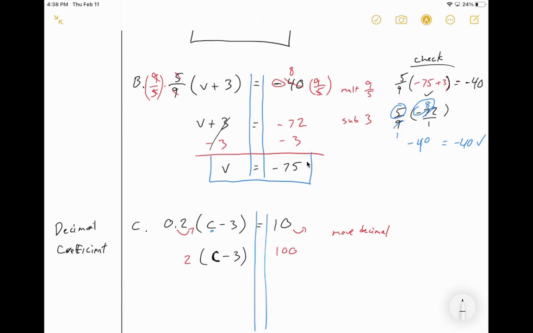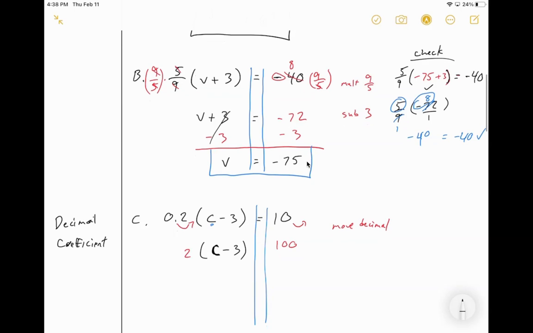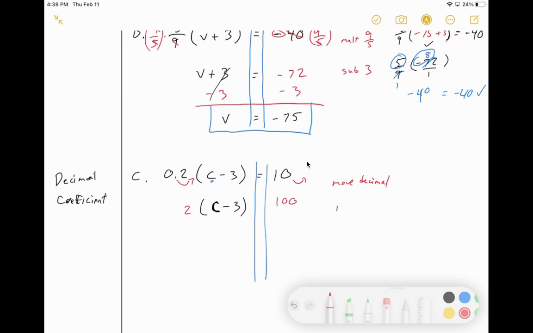And now it's just a simple problem, just like we did in 6.5 part 1, where it's like, okay, now what do we do? Do we get rid of the minus 3 first, or the 2? Remember, the 2 is on the outside of the parentheses, so we're going to take care of that one first. So now the next step is going to be to divide by 2 on both sides. What happens there? That cancels those, and I'm left with C minus 3 is equal to 50.